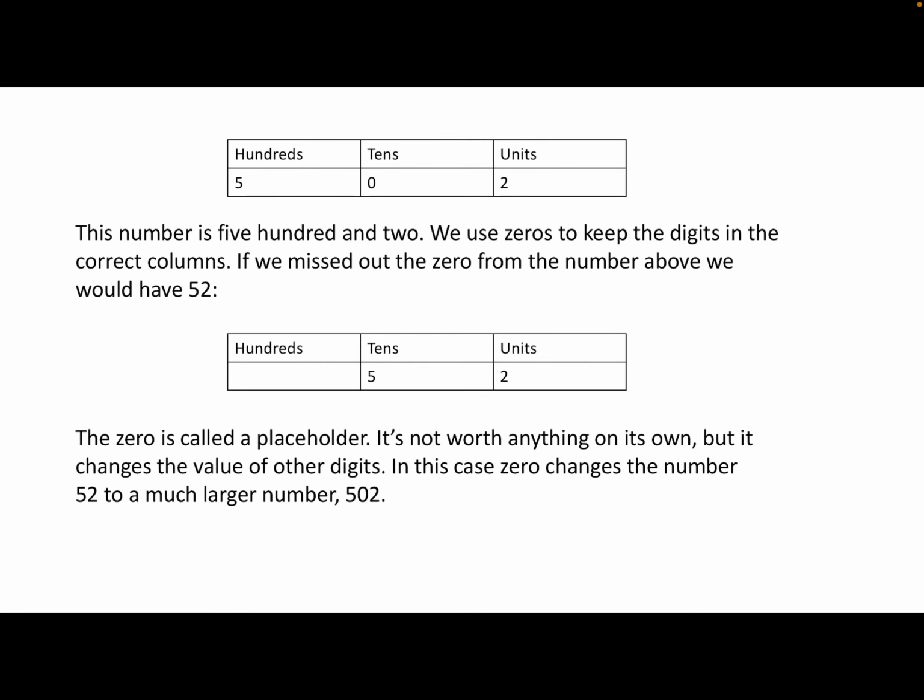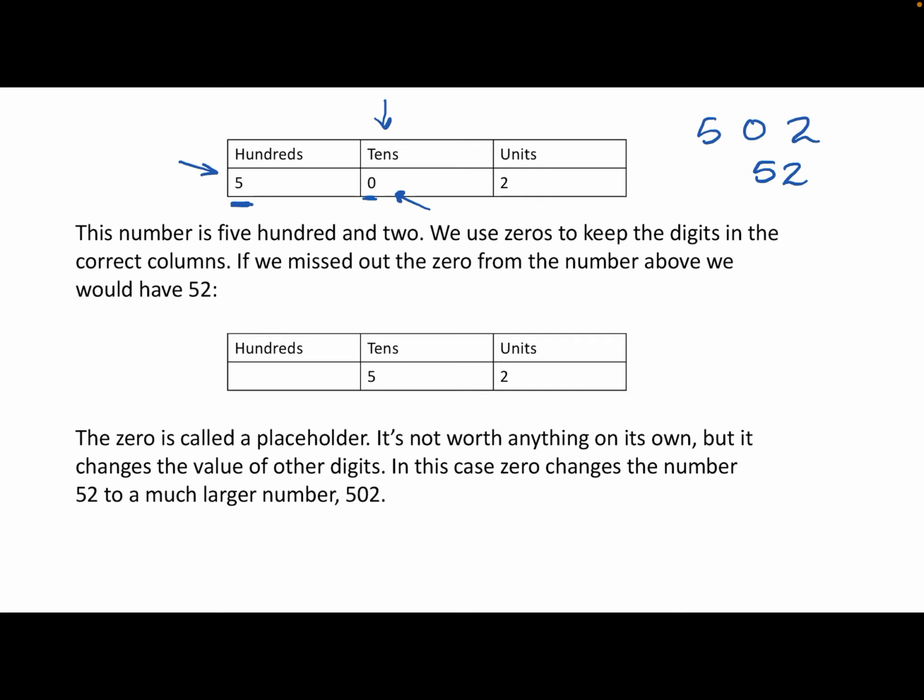So here we have a number, 502. Now we use the zero in this column because it designates that there is no tens. It doesn't have a value on its own. It's just telling us there's no tens, but it's really important, because without this zero, this whole number becomes 52. So we have to have this in there to stop this becoming 52. That's really important.